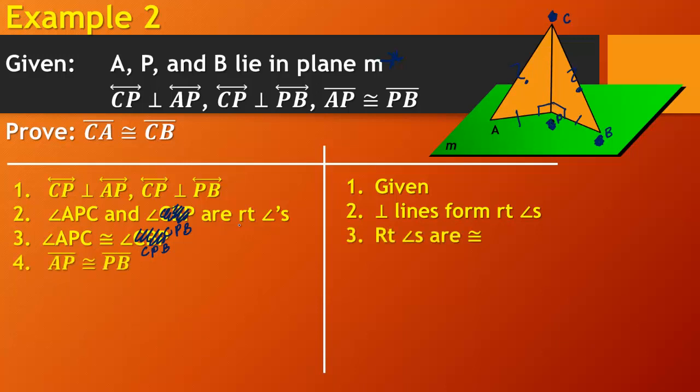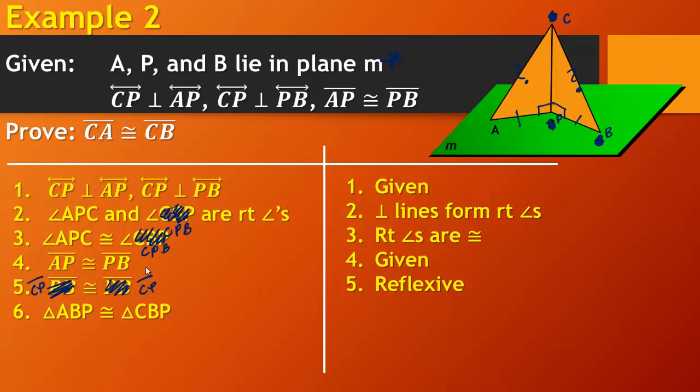We can then say that AP is congruent to PB because we're given that. And CP is congruent to CP because of the reflexive property. Then we can say that triangle APC and triangle BPC are congruent by side angle side, which would mean that CA is congruent to CB by CPCTC.